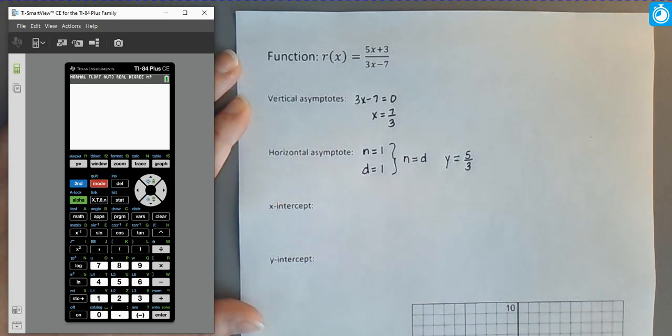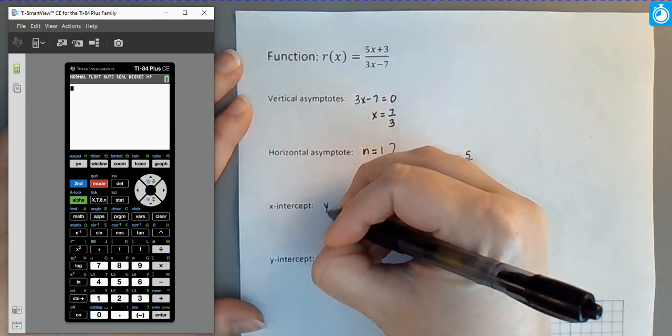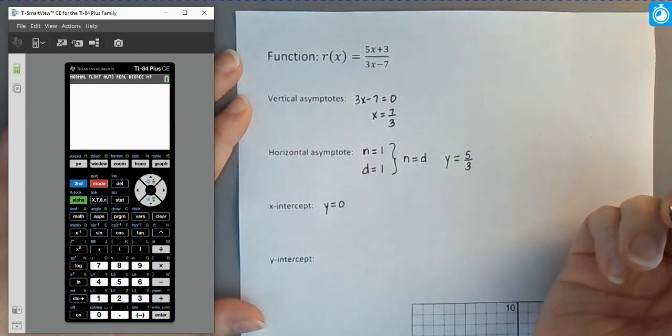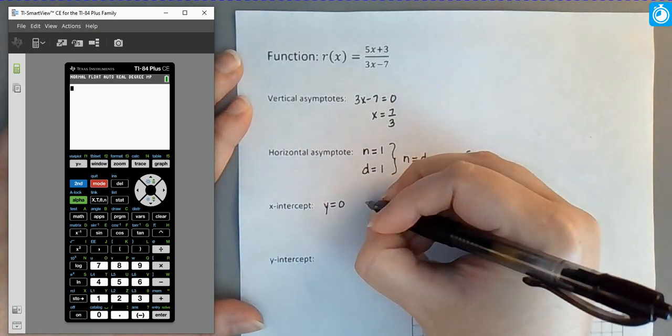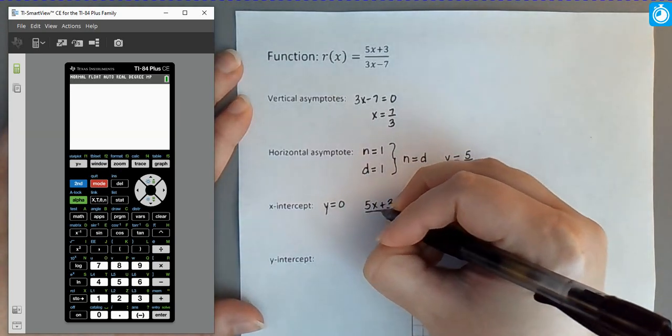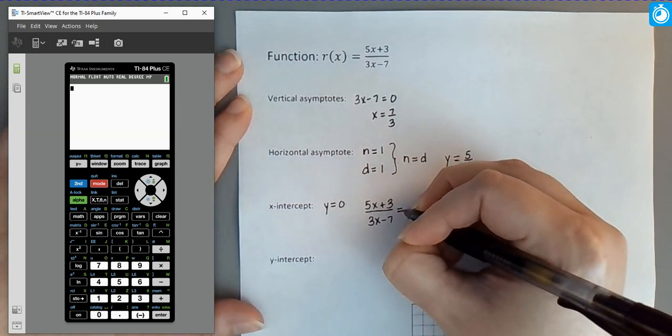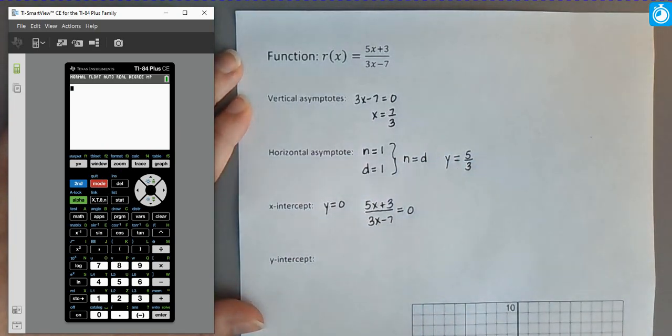Now I want to go through and find my intercepts. So my x-intercept, my y-intercept, if this function has either of them. For my x-intercept, I know I'm going to let y be equal to 0, and I'm going to solve for the corresponding x. In this case, y is the same thing as r of x, so we're going to take the whole function, and where I see r of x, I'm going to replace it with a 0, and we're going to solve for the x that makes this true.